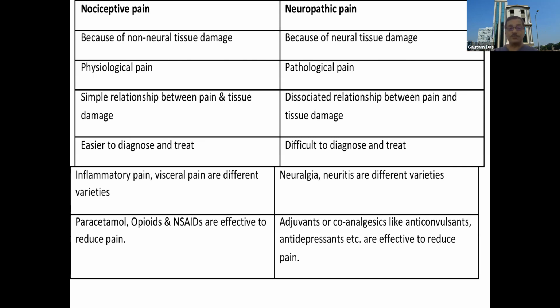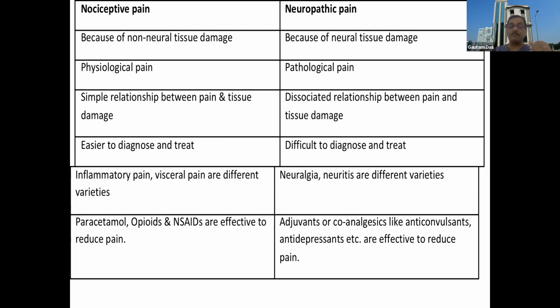Nociceptive pain is easy to diagnose. It is a simple relationship: this much tissue damage, this nerve is damaged, so this much pain. But this relationship between the pain and the tissue damage is dissociated in neuropathic pain. Neuropathic pain is very difficult to diagnose and very difficult to treat, because it is not only one area, a lot of other areas of the whole nervous system get involved. There is no simple test like for hypertension or diabetes. Most of the time we use certain bedside tools and questionnaires to make a diagnosis of neuropathic pain. So neuropathic pain is difficult to treat.